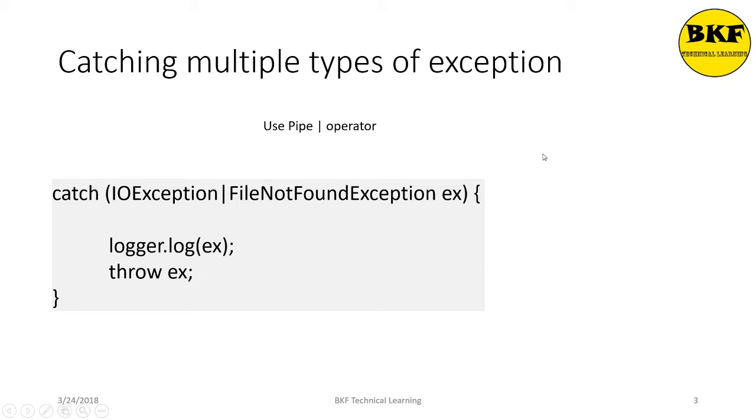So this is how we can catch multiple types of exception. We can make use of pipe operator like this. So this is exception 1, then exception 2, and finally the instance name.